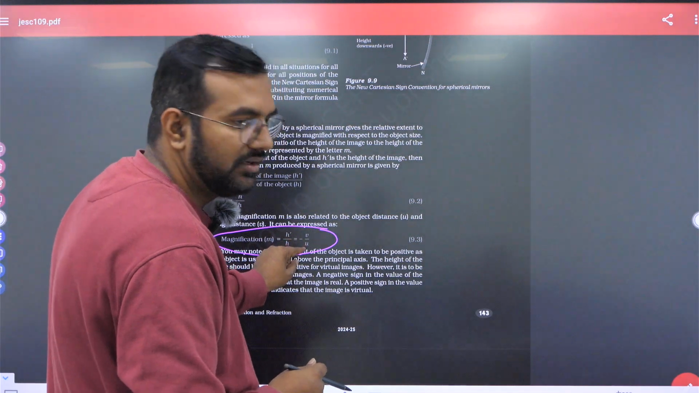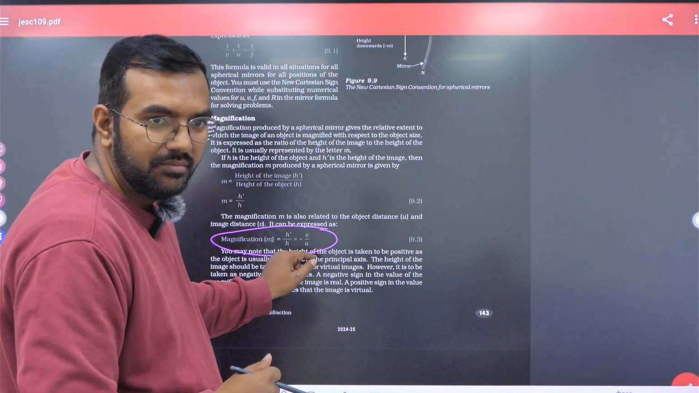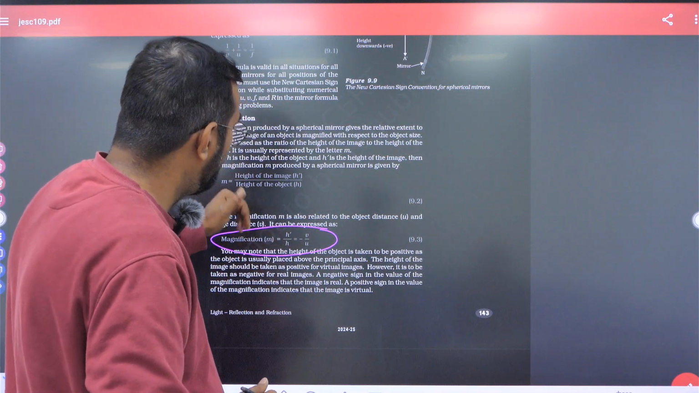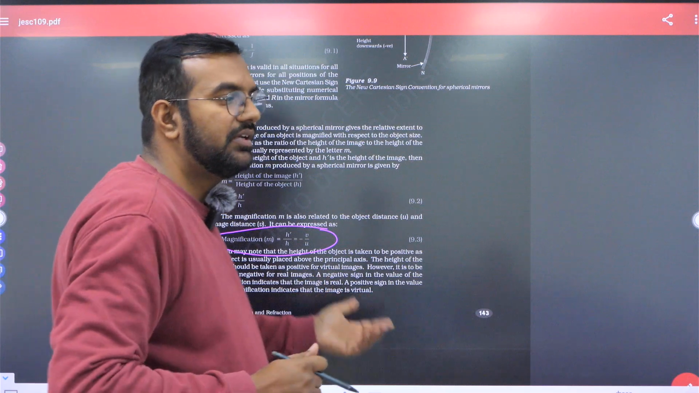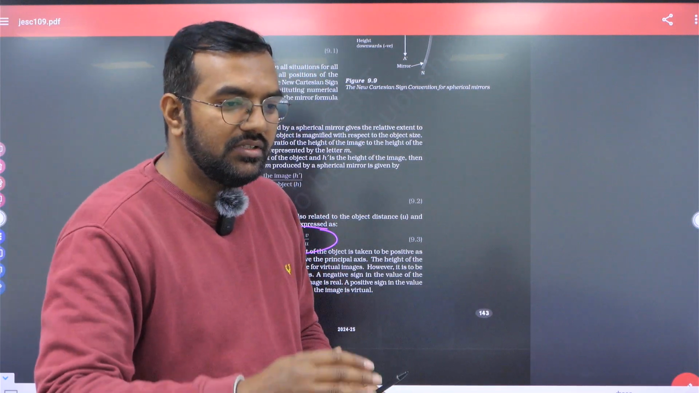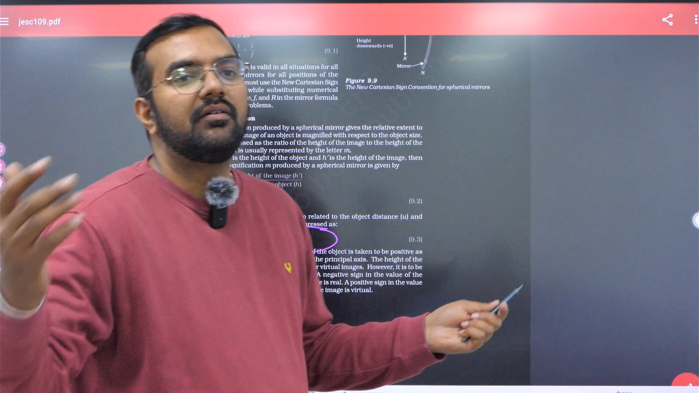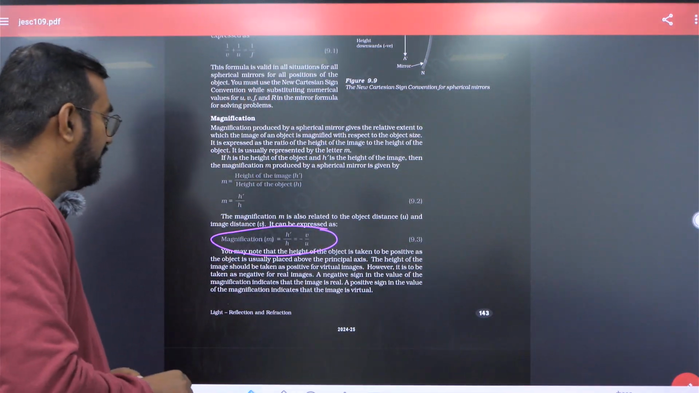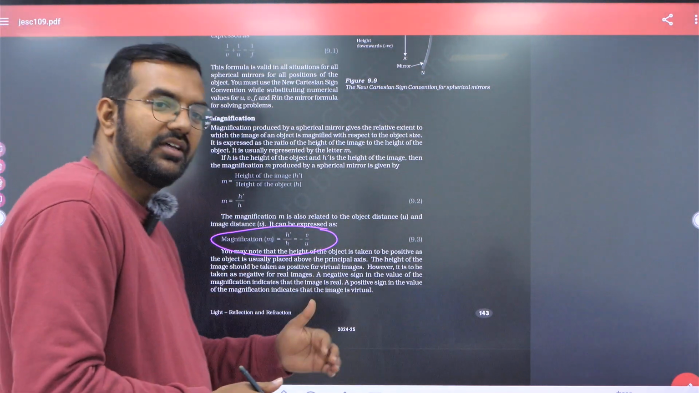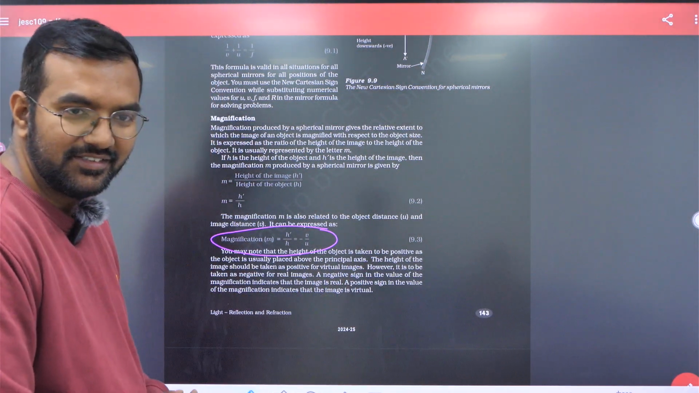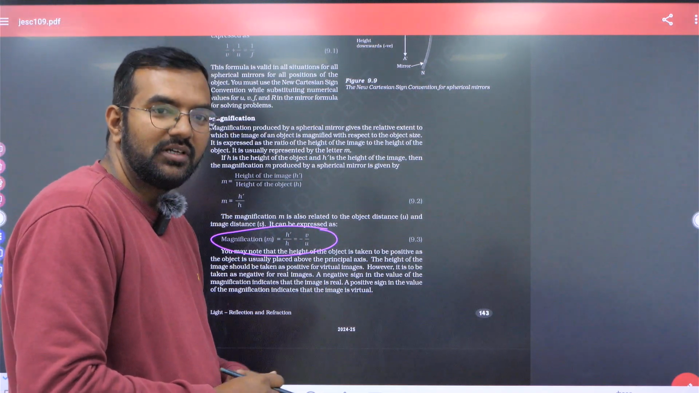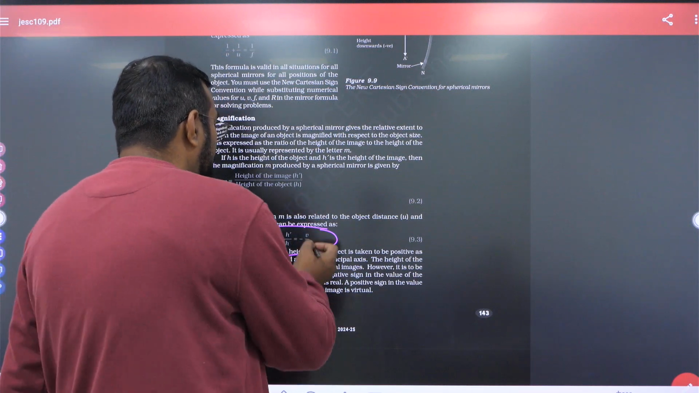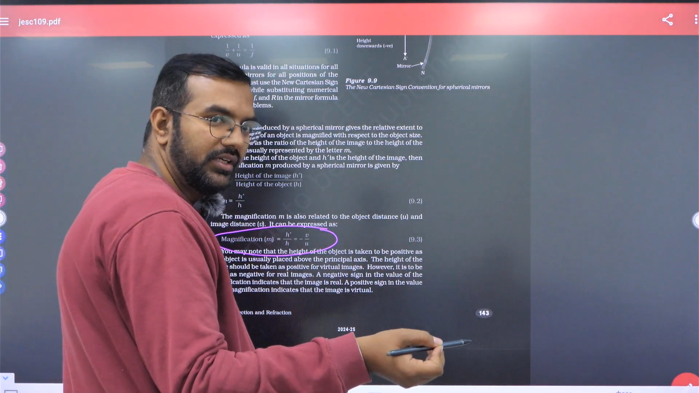This is only for the case of mirror. When you divide height of image by height of the object, you will get magnification. Magnification gives you an idea of whether the image is smaller than the object, bigger than the object or the same size. It also gives you the idea about whether it is inverted or erect, not real or virtual, but inverted or erect. Okay, so minus v by u also gives the magnification. Okay, remember it.